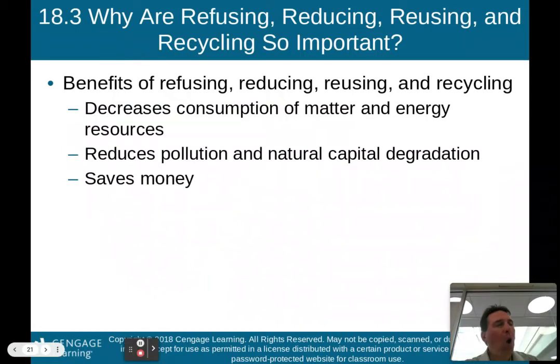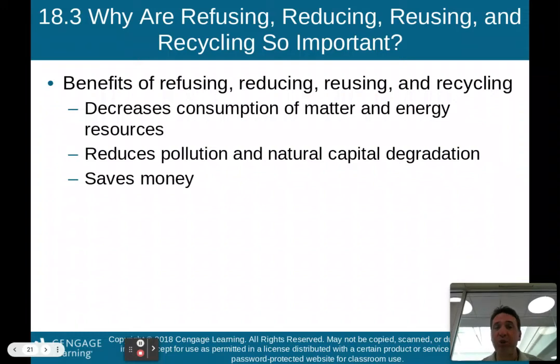So why are refusing, reducing, reusing, and recycling waste so important? Well, what are the benefits? The benefits are a decreased consumption of matter and energy resources, because it kind of goes back to everything we've been talking about in this class. If you refuse, reduce, reuse, or recycle, you don't need to make as much stuff. So not only do you decrease the consumption of matter needed to make the products, but the energy resources that you need to make those products, you're reducing as well. So this is a win-win for everybody involved.